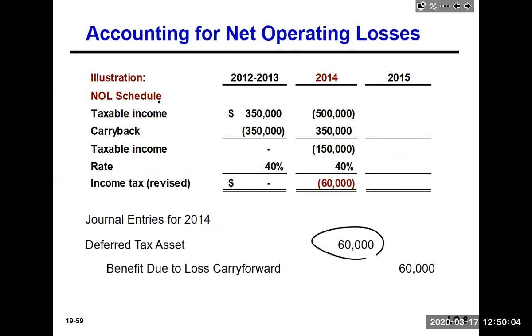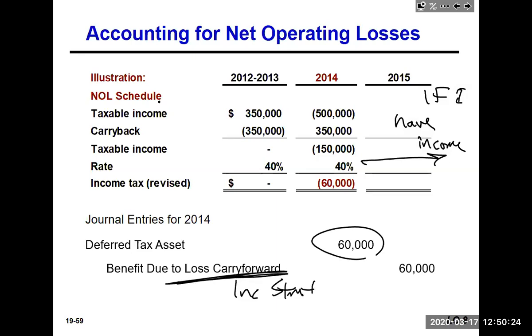It's not going to give me cash for something that I may or may not earn in the future, right? Because that's going to be out here somewhere if I have income. If I have income. And then that's going to my income statement as a benefit due to loss carry forward.